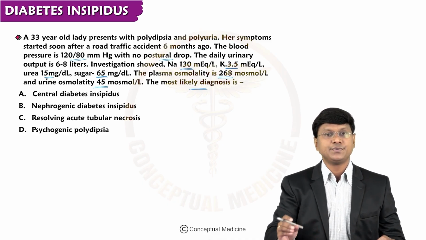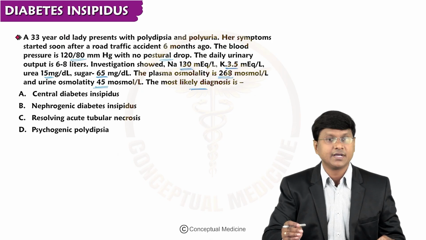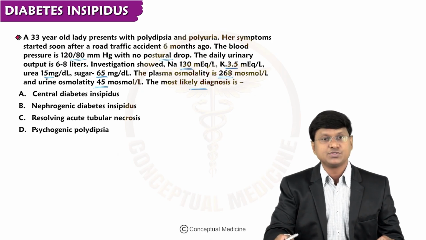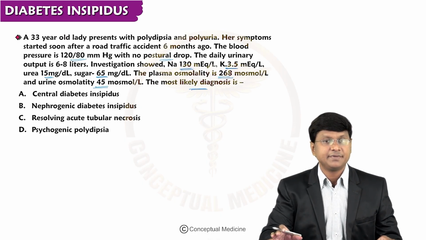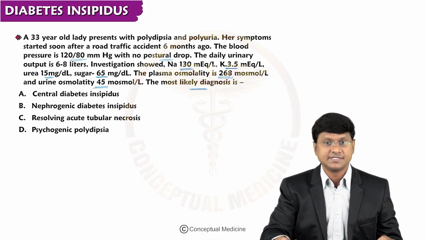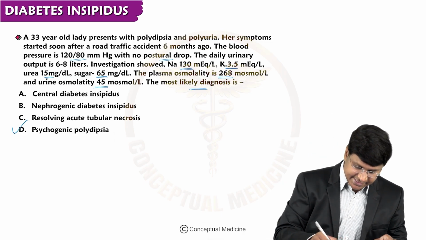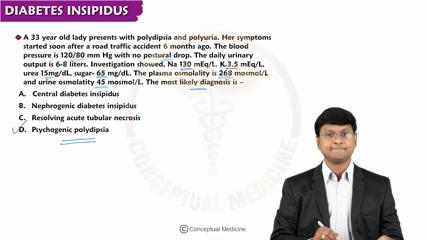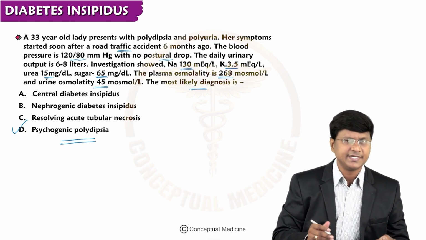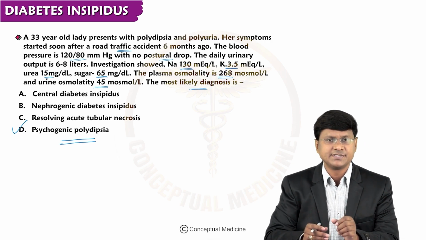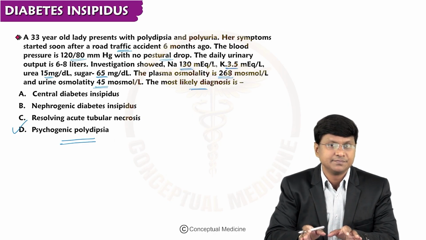The options given to you are central diabetes insipidus, nephrogenic diabetes insipidus, resolving acute tubular necrosis, psychogenic polydipsia. Now, many of you might be under the impression the answer to be diabetes insipidus, but please remember, the answer is not diabetes insipidus, the answer is psychogenic polydipsia. See, always after a road traffic accident, it need not be central diabetes insipidus. And always remember, road traffic accident does not always mean head injury.